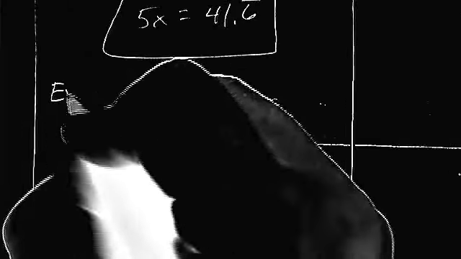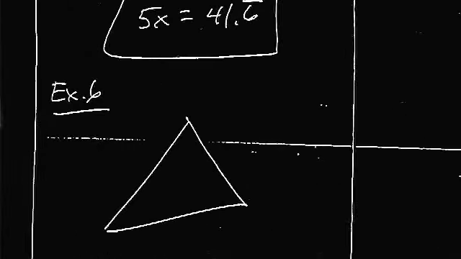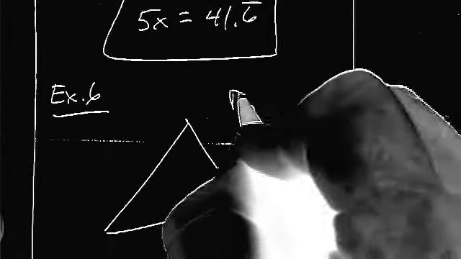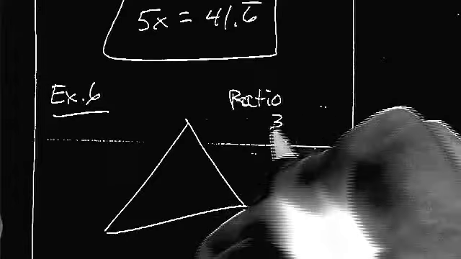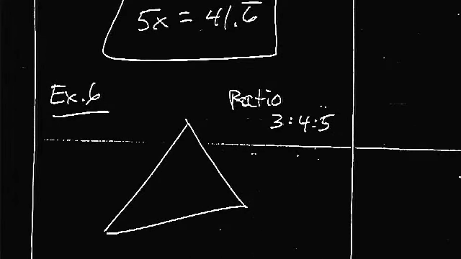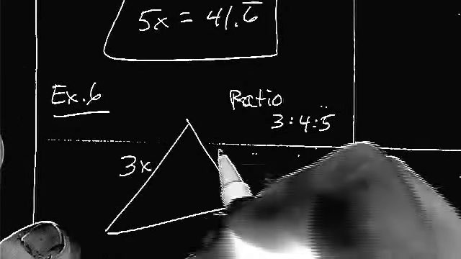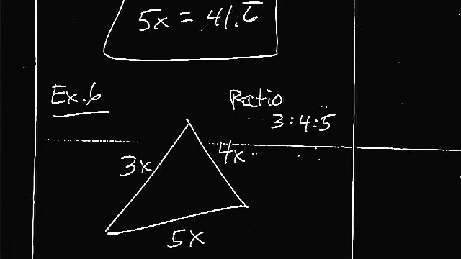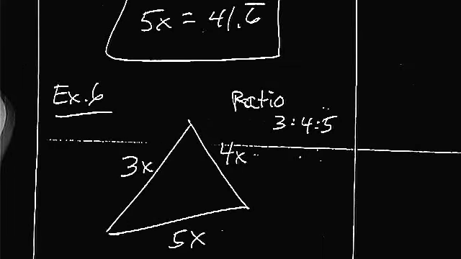Example 6 isn't too bad. We have a triangle, and the ratio of the sides is 3 to 4 to 5. What this really means is there is some mysterious multiplier out there, which when you multiply it to all 3 sides gives you the values of those sides. So if x was a 1, that would be 3, 4, 5. If x is 2, that's 6, 8, 10. But we need to figure out what that multiplier is. So we've got 3x, 4x, and 5x.